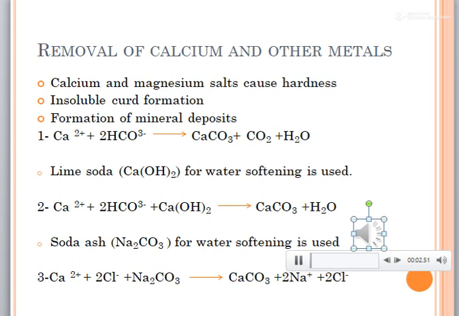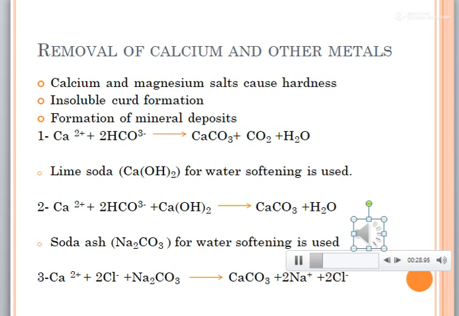Removal of calcium and other metals. Calcium and magnesium salts cause water hardness due to the presence of bicarbonates and sulfates. Insoluble curd formation takes place by the reaction of soap with calcium and magnesium ions. Calcium and magnesium must be complexed or removed from water in order for detergent to function properly.